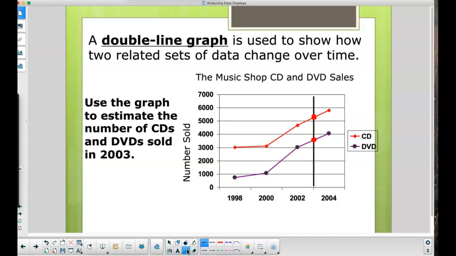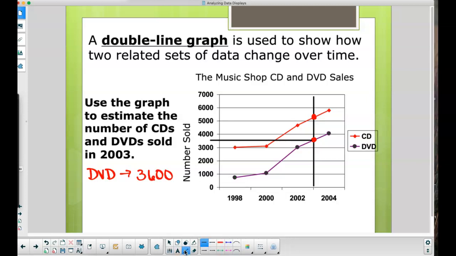I'll go like this to the dot. Does that help? So how much would that be? Caleb? I guess it would be 3,600. Maybe. So DVDs about 3,600, somewhere in there. It's going to be close. Okay.